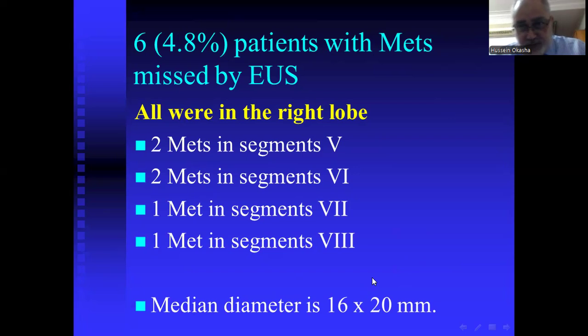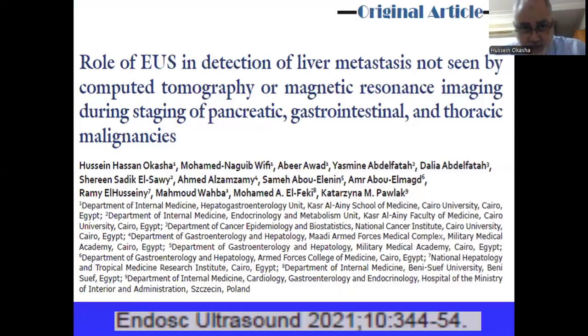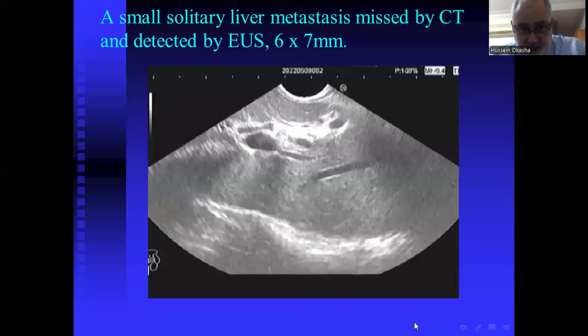than the stomach, because the duodenum is a confined, small space, and we should move very carefully to avoid any complication, while examining the stomach is very easy. The stomach is capacious and we can move with more ease than in the duodenum. And this study was published in 2021 in the Endoscopic Ultrasound Journal.